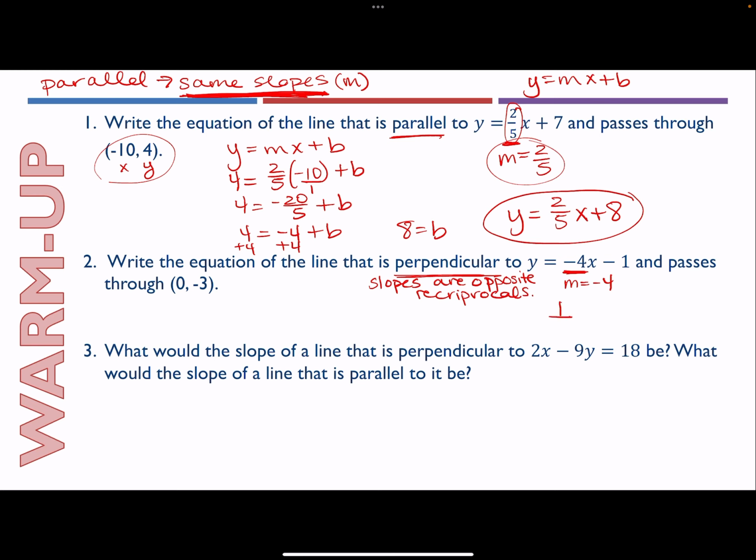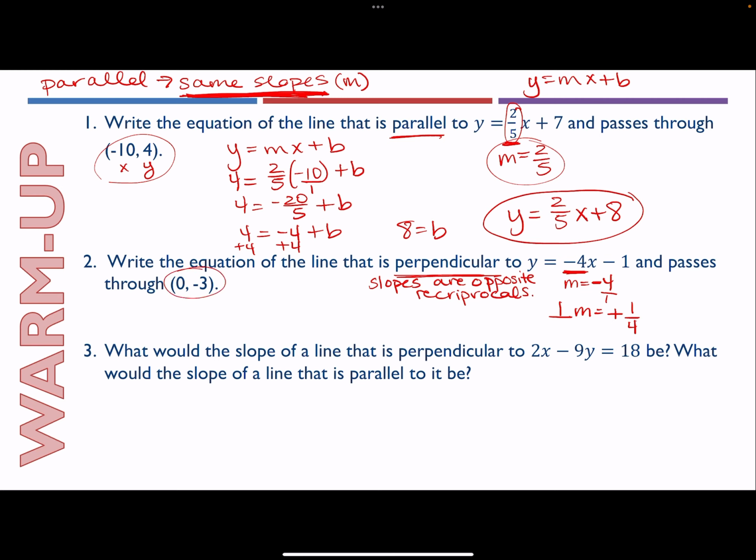So the perpendicular slope is going to be, change the sign. So the sign here was negative. It's going to be positive. And then make this 4 over 1. It becomes a positive 1 over 4. So you change the sign and you flip the fraction.